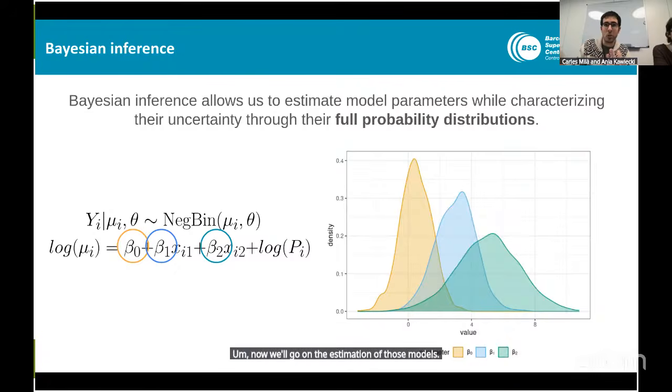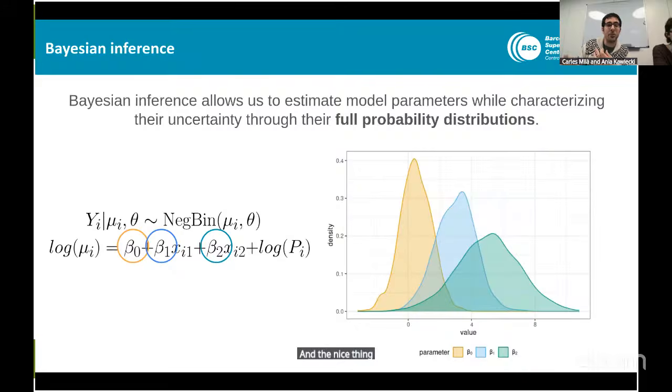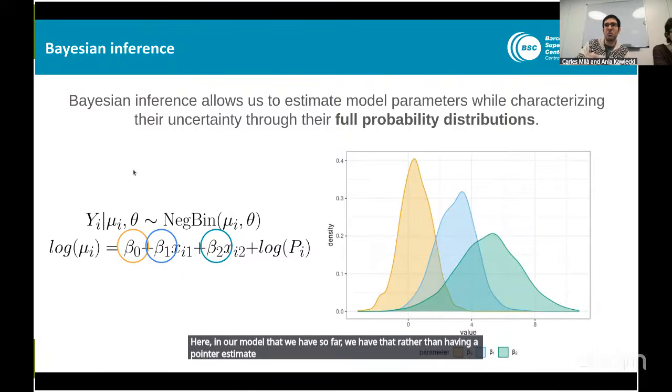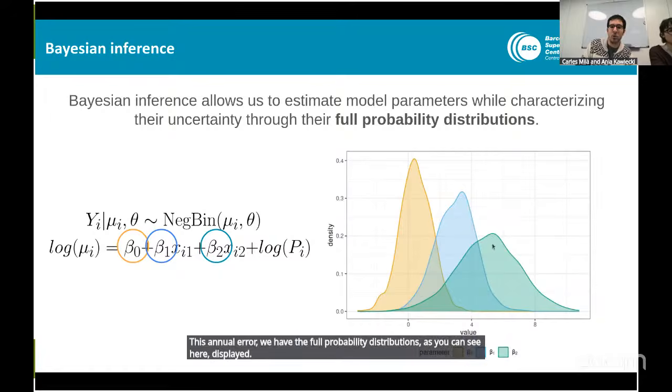There are different ways to estimate GLMs. You can use a frequentist approach, but for early warning systems, we tend to use Bayesian inference. And the nice thing about Bayesian inference is that it allows us to estimate the model parameters while characterizing their uncertainty through their full probability distributions. Here in our model, rather than having a point estimate of beta 0, beta 1, and beta 2 plus the standard error, we have the full probability distributions as you can see here displayed in this graph.